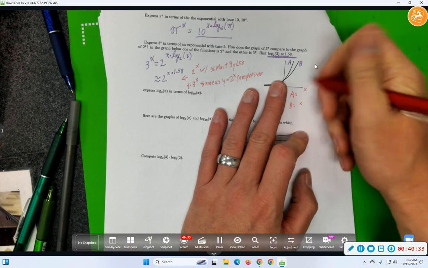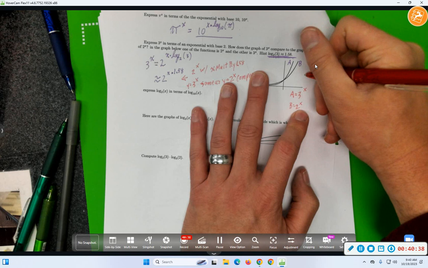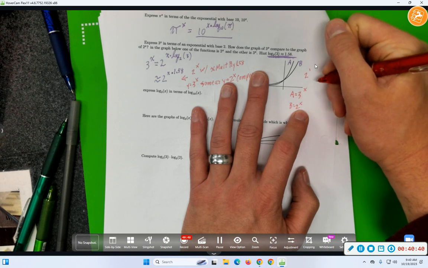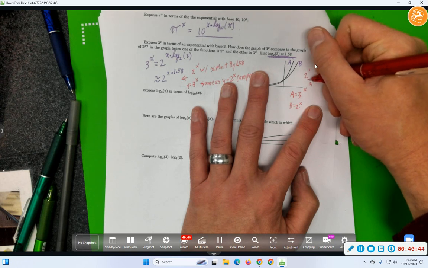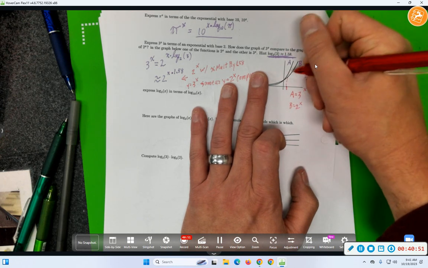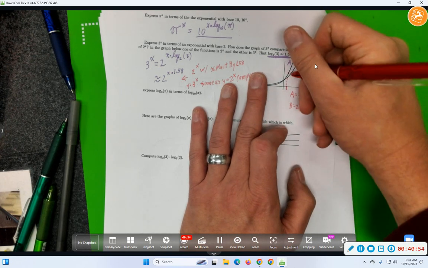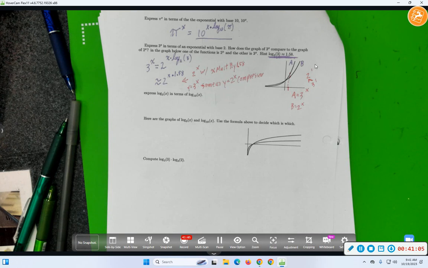Maybe here's another sanity check that we could use. Let's think about what happens when you plug in 1. What's 2 to the 1? What's 3 to the 1? Which one's bigger? So at an x value of 1, looks like there-ish, 2 to the x should be lower than 3 to the x. Which one of those two is lower at that point? B. So I think that reinforces that B is 2 to the x. All right.